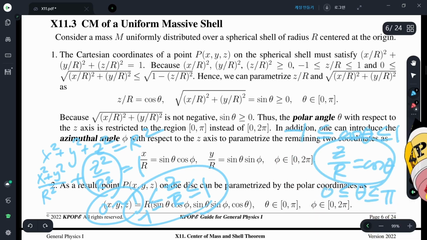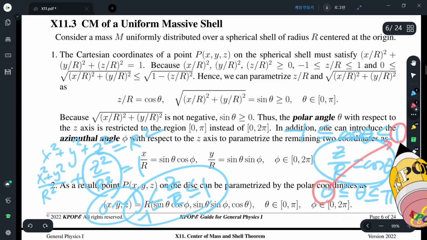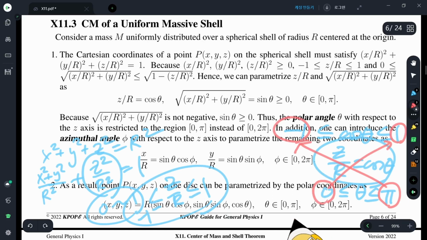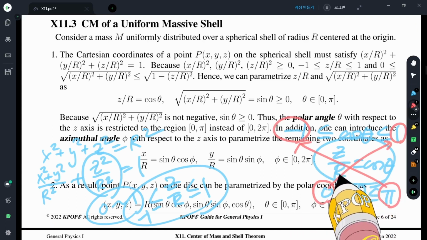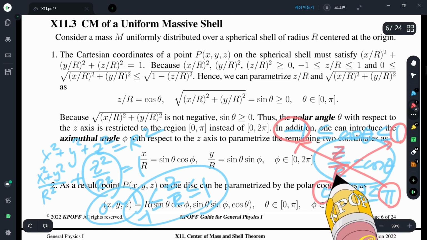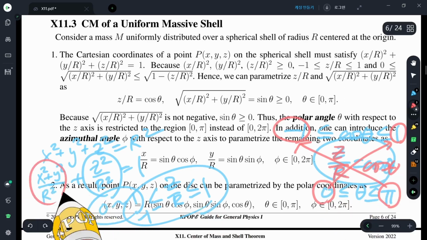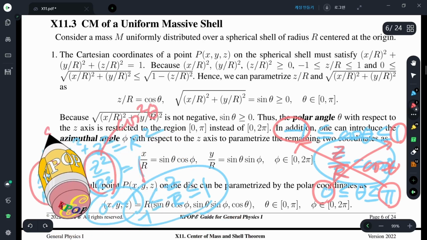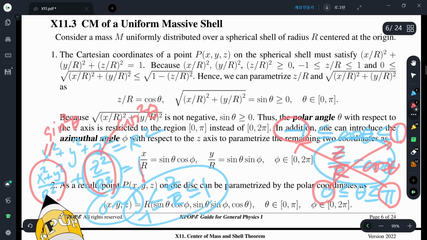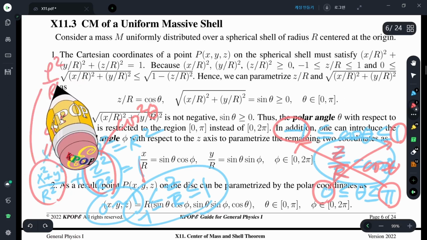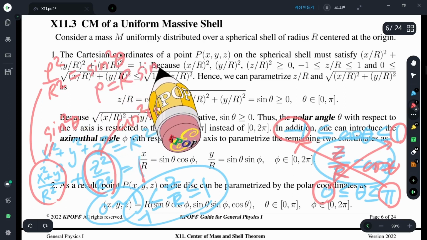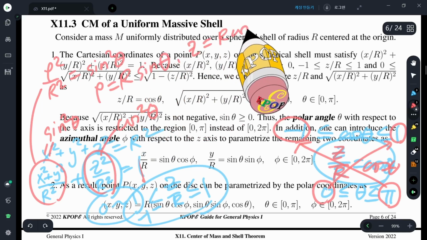At theta equals 0, it is a maximum value. At theta equals pi, it is a minimum value. It's upside down. Anyway, if we parameterize z over r to be cosine theta, because these two sum to 1, it is cosine squared theta, then sine squared theta. That's the reason why rho squared over r squared is sine squared. Therefore, rho equals r sine theta, and z equals r cosine theta.